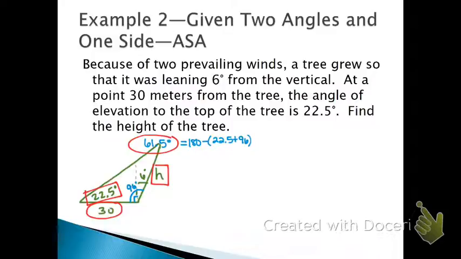So if I know that, then I can find side H, because the side that I know with the angle across from it is the side that's 30 over sine of its angle, so 61.5 degrees. And I know that's equal to, we don't know the height, that's what we're after, H over sine of the angle across from it, which is 22.5 degrees. So again, let's do our cross multiply, and let's divide.